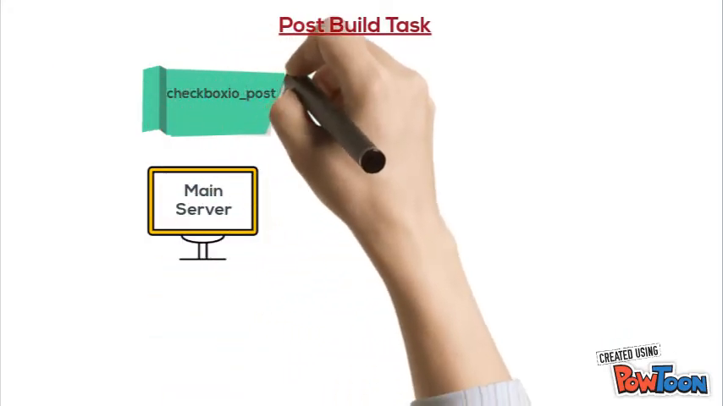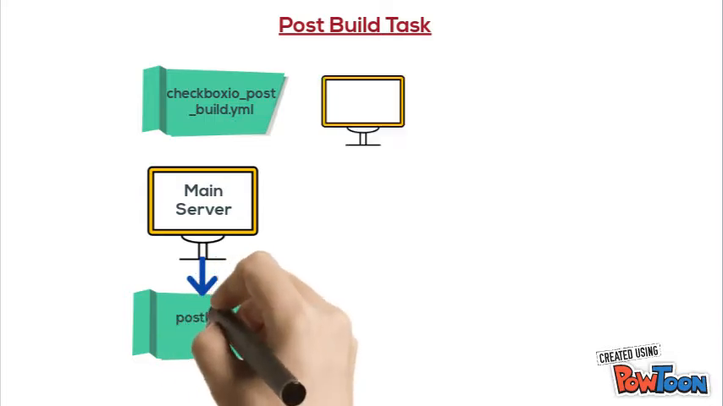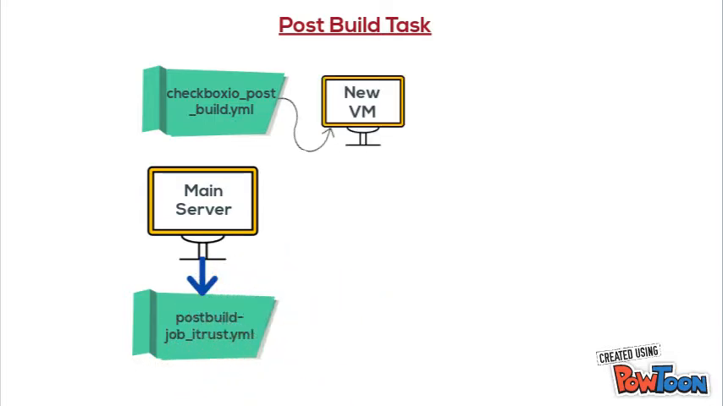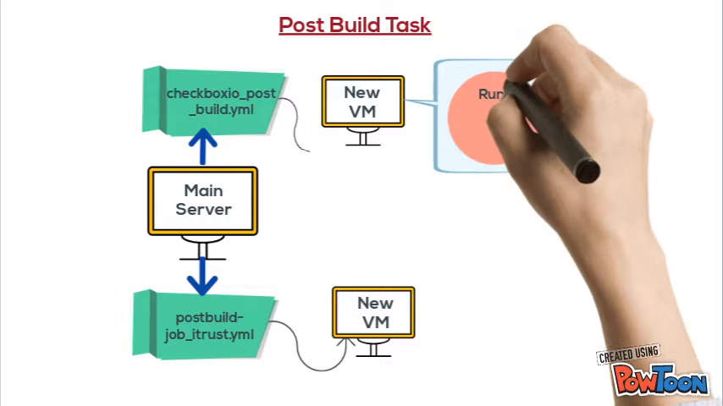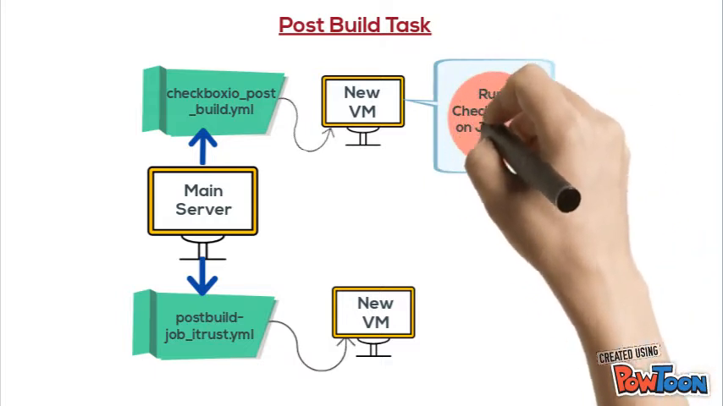In post-build tasks, separate YAML files of each of the applications will create and configure virtual machines to run Checkbox.io and iTrust application respectively on the Jenkins server.